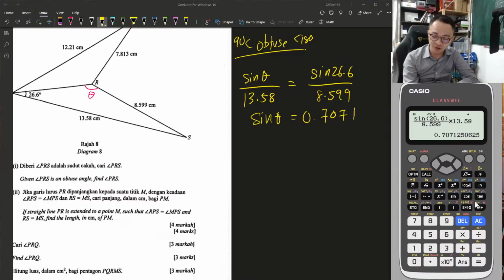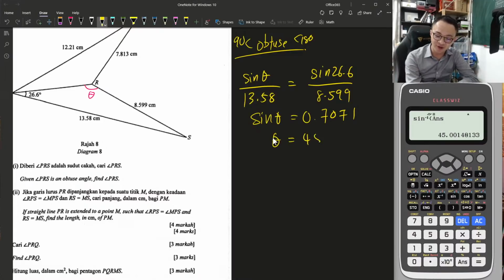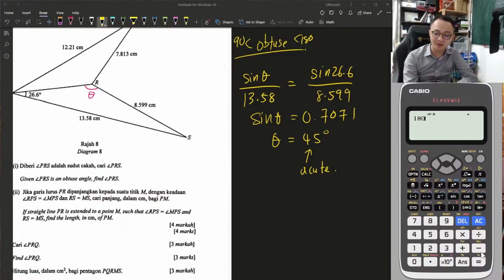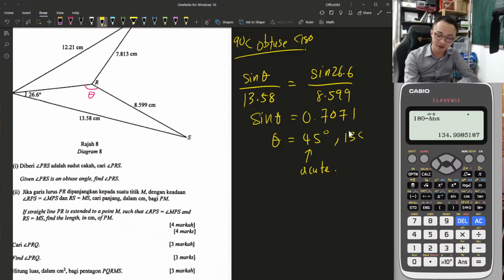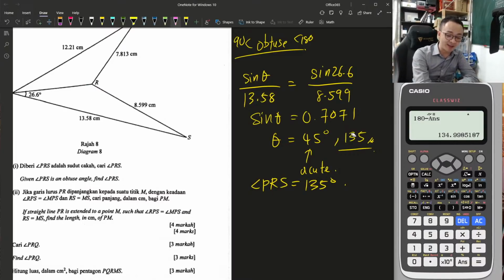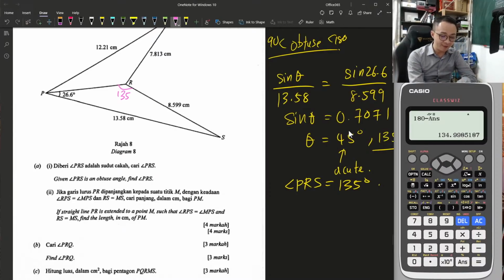Then I will just do shift sine my answer. Then I will get, okay, theta is 45, but you shouldn't be so happy now because this one is not the obtuse. This one we call acute angle. So in order to get obtuse, we will need to use second quadrant, right? 180 minus theta. So your obtuse angle is 135. So therefore, angle PRS is 135 degrees. Okay, because this one is at the second quadrant, 135. Okay, then done the A1.